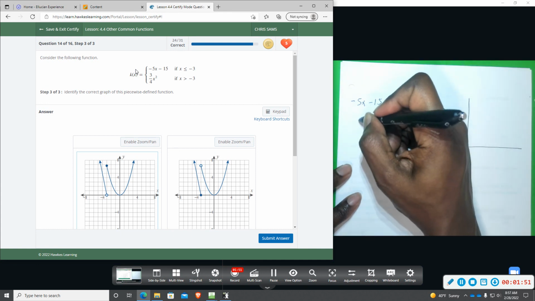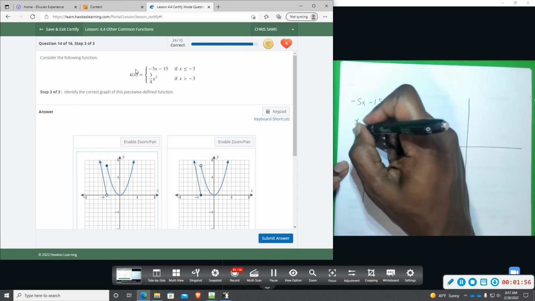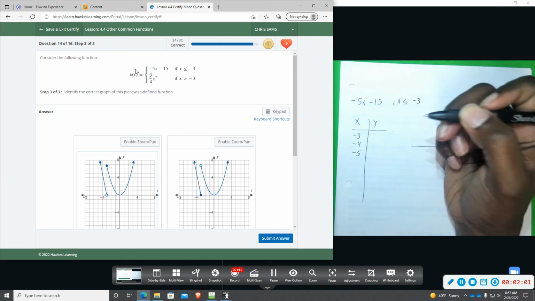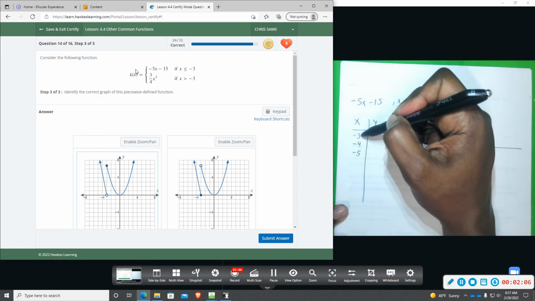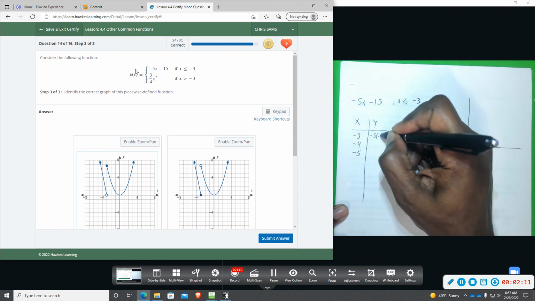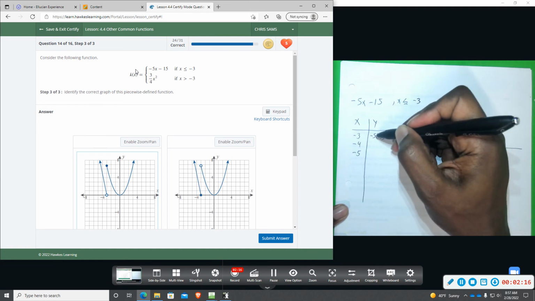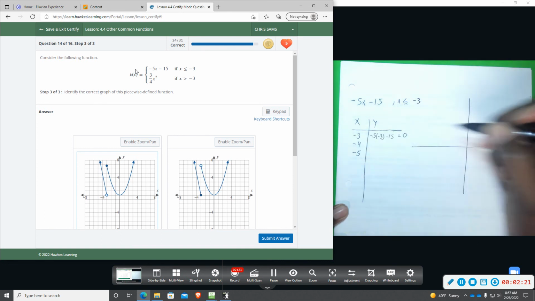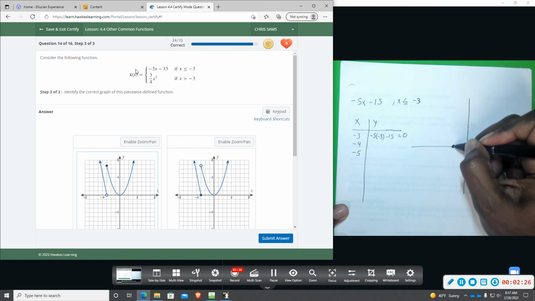So I'm going to make a table of values, x, y. -3 and smaller. So I'm going to do -3, -4, -5. I'm just going to get a couple values and plot some points. So if I plug in -3, -5 times -3 minus 15 equals, and it's going to give me my y value. That's going to give me a positive 15 minus 15 gives me 0. So -3, 0.